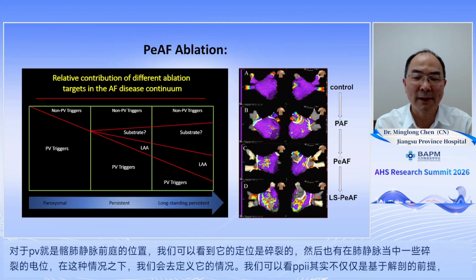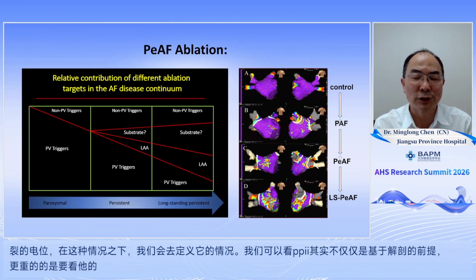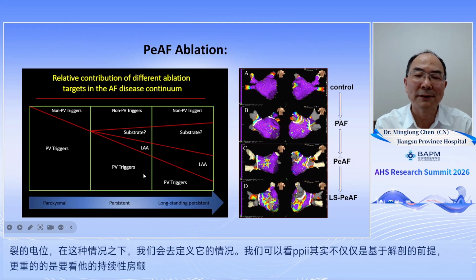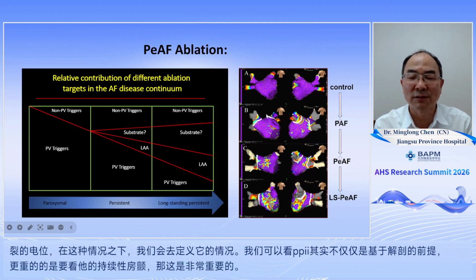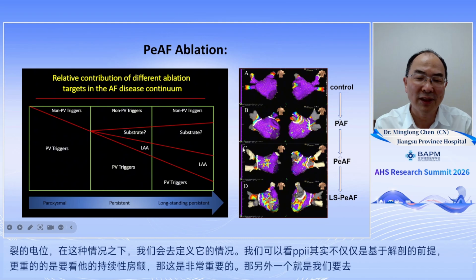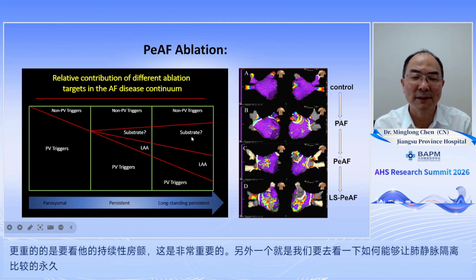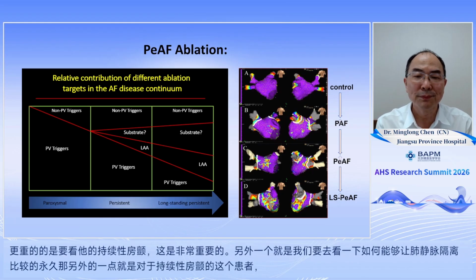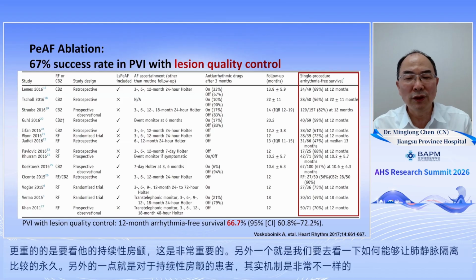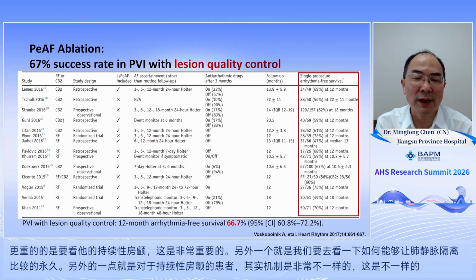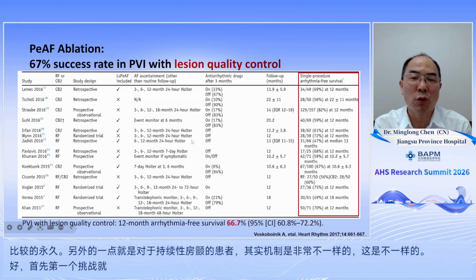But for persistent AF, this is very much challenged in two ways. One is how to make the PV isolation permanent. The other is that for persistent AF, the substrate is very extensive at the left atrium body. The first challenge can now be overcome by lesion quality control.